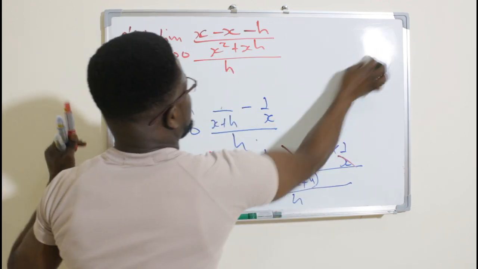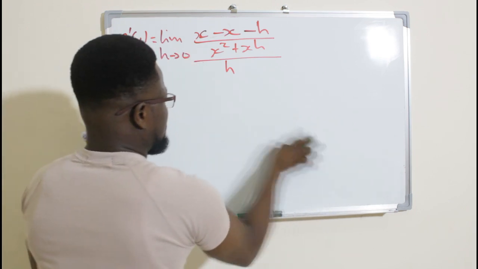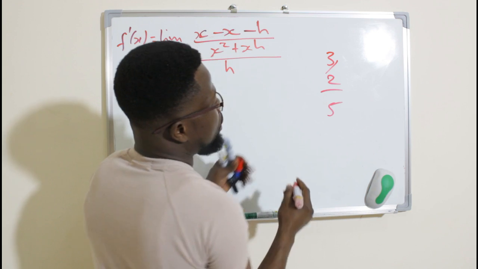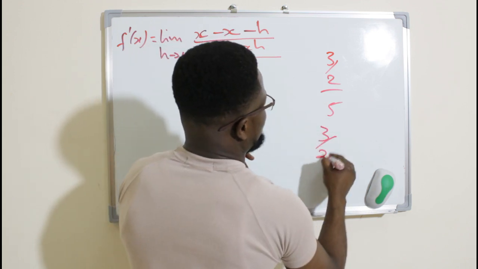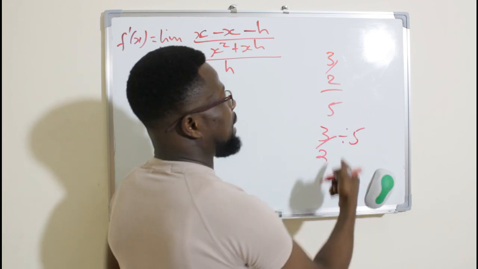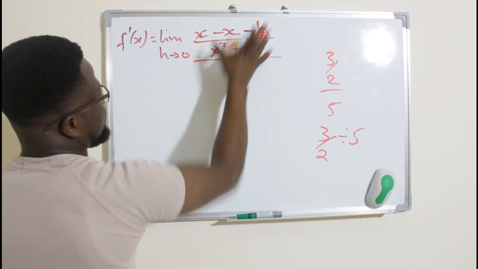And if you can see, each time you have a fraction divided by a fraction, say if I have 3 over 2 divided by 5, what I'm going to have is 3 over 2, and that is going to be divided by 5. So I will just multiply it by the reciprocal of this function. So we're going to do the same thing for this here.